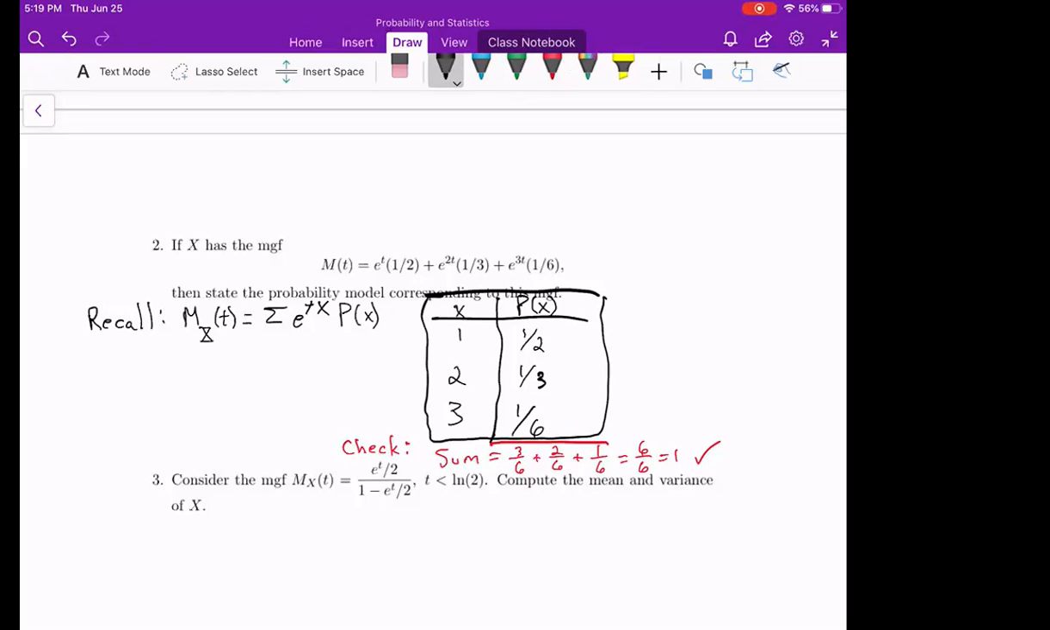Questions before we move on to number 3? So this one, unlike the first one where we were deriving the MGF, here you were working backwards, going from the MGF to what is the distribution. This one doesn't have a name. It's not like a well-known distribution such as Poisson or binomial, and we were able to describe it through a table like this.